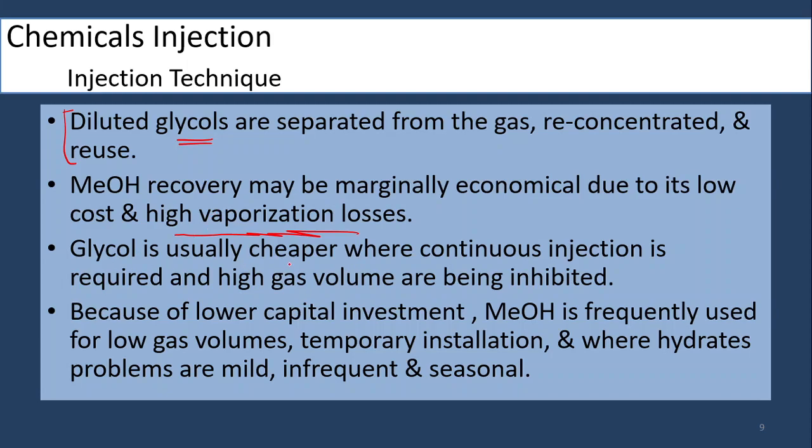Glycol is usually cheaper where continuous injection is required and high gas volumes are being inhibited. Obviously, if the gas volume is very high, a high amount of inhibitor is required.